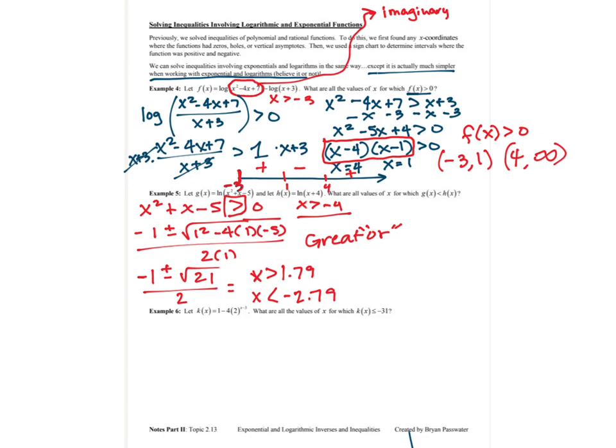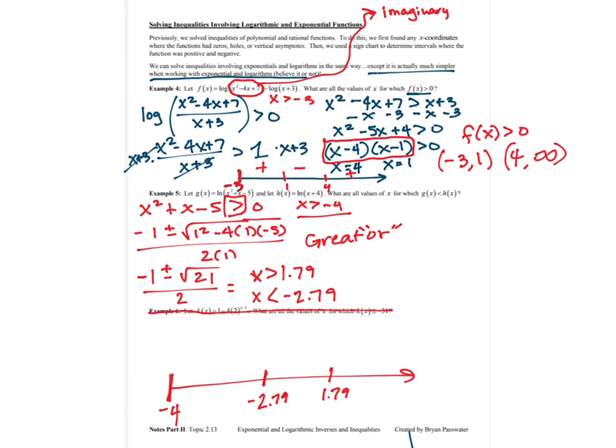This lets us begin to draw our number line. Pretend like this example 6 isn't right here, and I'm just going to draw it down here underneath. We're going to come back and do example 6 in a minute. X has got to be greater than negative 4. That's the smallest piece of information that we can have. X must also be less than negative 2.79, but greater than positive 1.79.